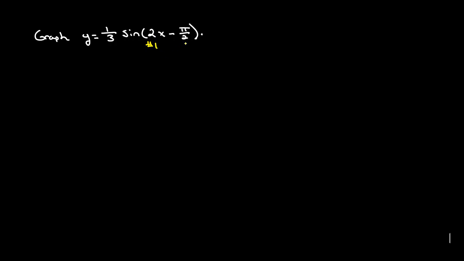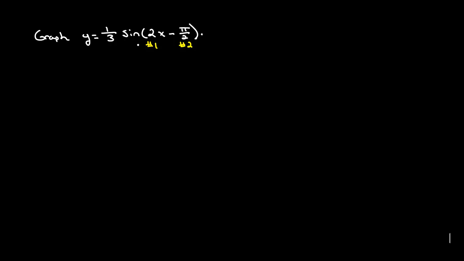So that's the first thing. And the second thing on the inside of the parentheses, the second thing to happen to the x, is the pi over 2. Then after those two things impact the x, the sine function has a chance to work on the variable. So I'm going to graph this out in stages.